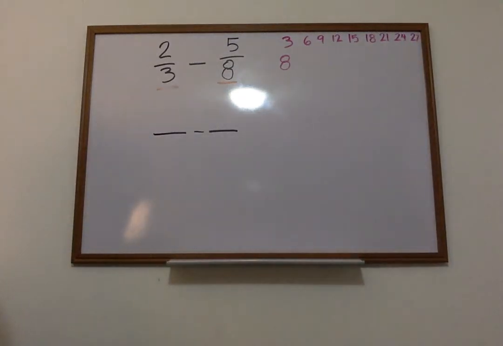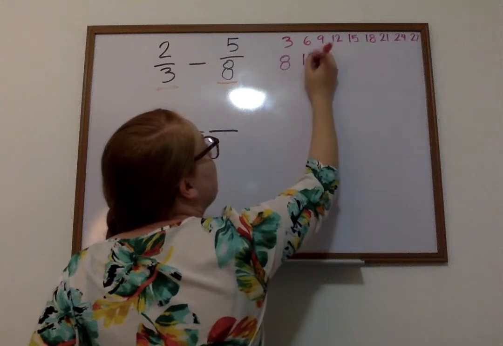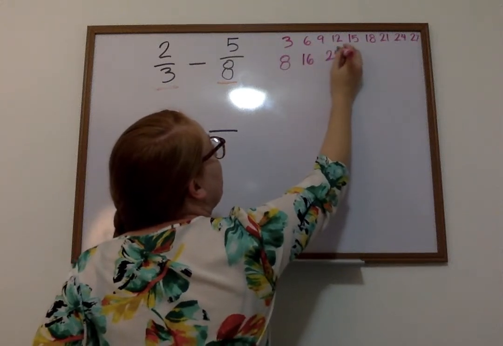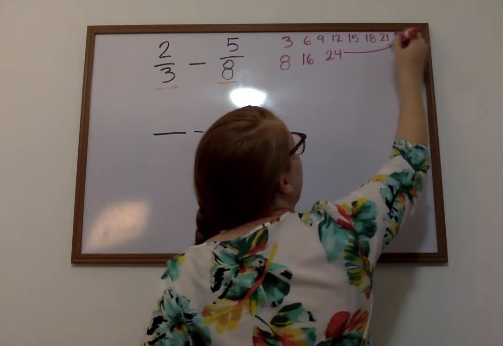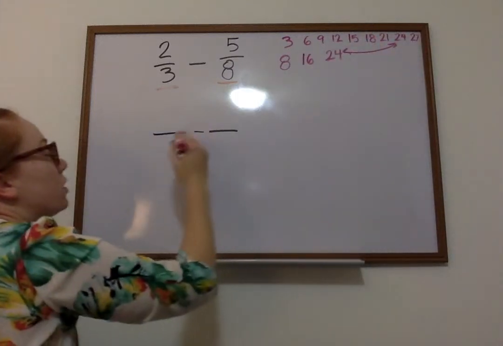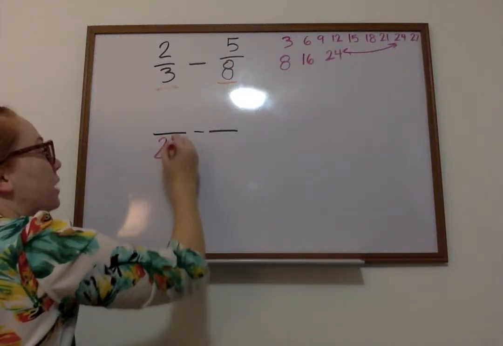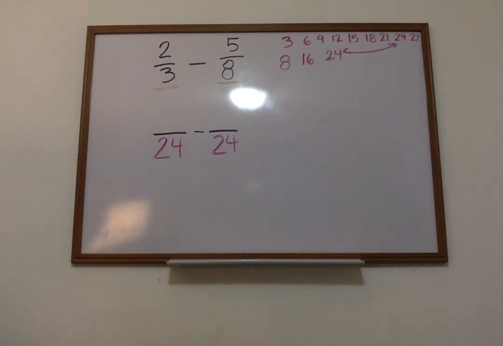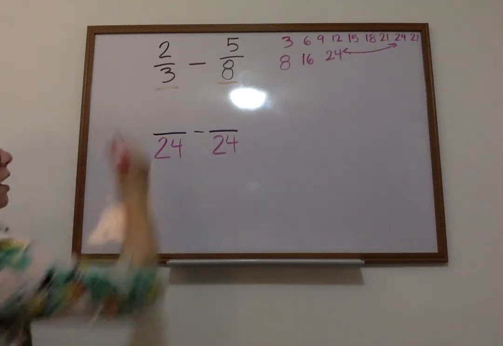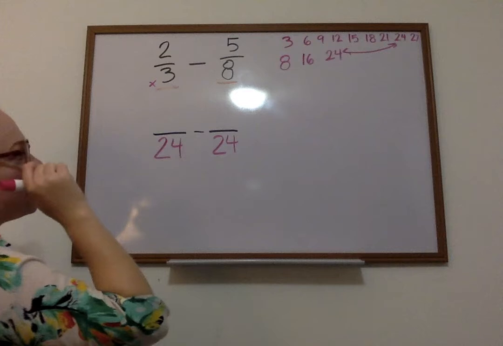Then I'd count by 8s. 8. Then I'm going to have 16, 24. 24, that was one of my 3s over here. They match. That means my new least common denominator is going to be 24. I'm going to write 24 on both sides. Now, I got to ask myself some questions. 3 times what gave me that 24?